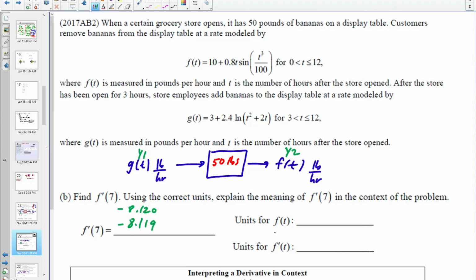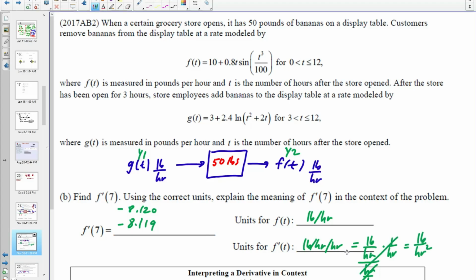All right, well, the units for f are right here, right? The units for f are pounds per hour. So if I take the derivative of that, remember that would just add another time value in the denominator. So it'd be pounds per hour per hour. But really what that is, pounds per hour squared. It'd be pounds per hour, basically per hour, but then this is really hour over 1. So dividing fractions, easy as pie, flip the second and multiply. So what you get is pounds per hour squared.